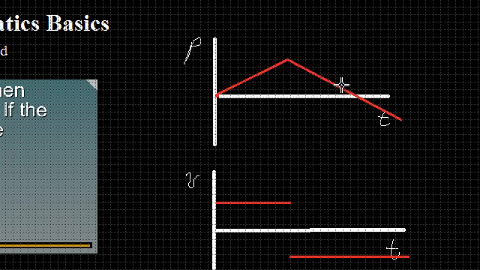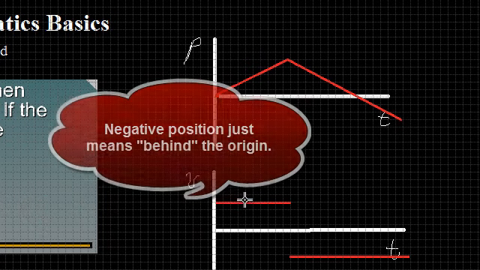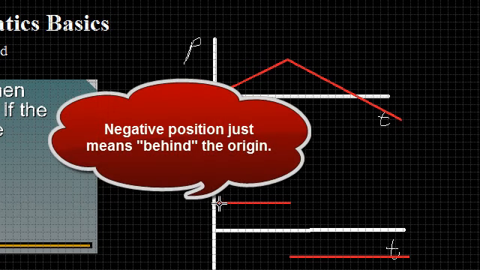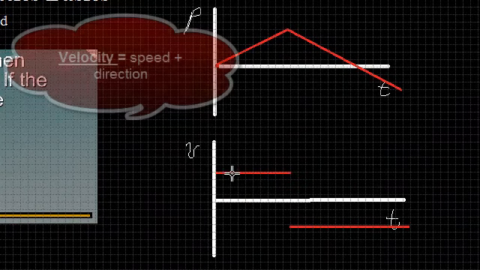She abruptly turned around and ran in the negative direction, and notice that she actually went past the origin, right? She actually ended up to the west of where she started. So we're actually going to go below the line. This is not a possibility in the lab because if you think about it, the motion detector could not detect any motion behind itself. But it is possible to have negative position. Now we come down here and we look at her velocity. Remember, velocity is speed plus direction.